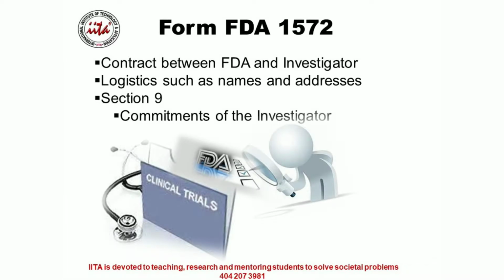Form FDA 1572. This is a contract between the FDA and the investigator. Logistics such as names and addresses are included, and Section 9 includes commitments of the investigator.